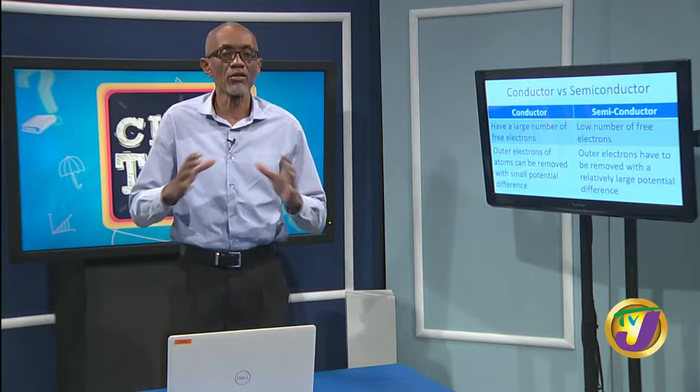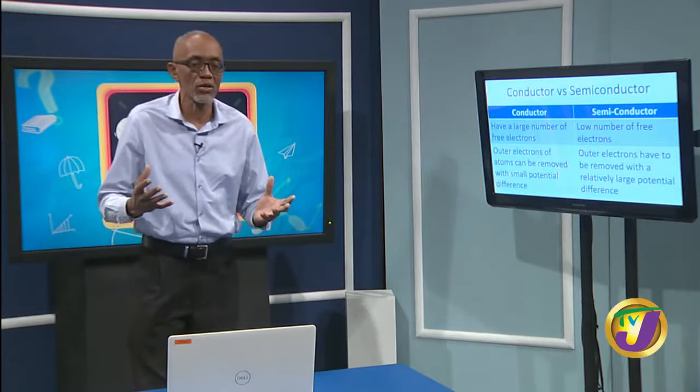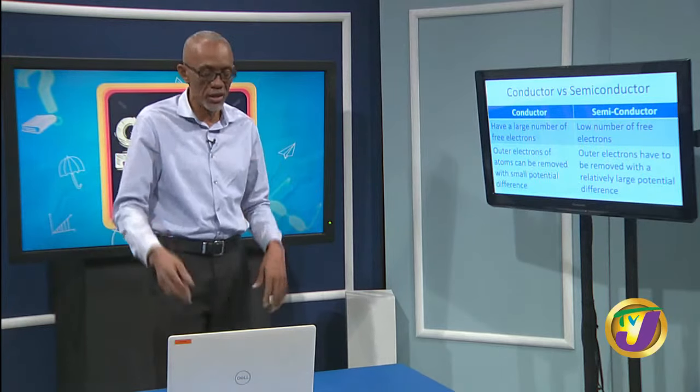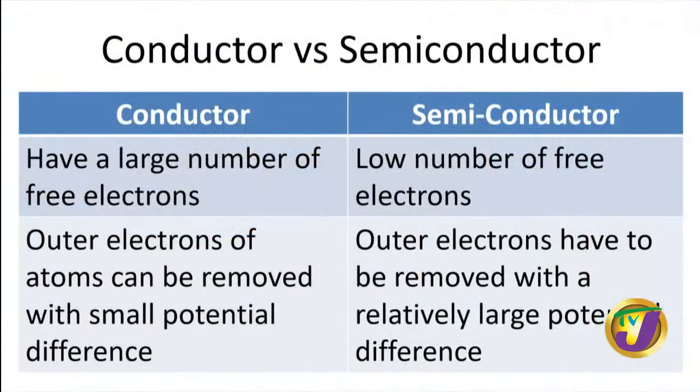They are all bound up in bonding with other atoms, forming the bonds between atoms. Whereas in a metal, there is this lattice structure with a sea of electrons around the atoms, and this sea of electrons can be easily detached, right? The outer electrons of atoms in conductors can be removed with a small potential difference. In semiconductors, outer electrons have to be removed with a relatively large potential difference, because of the covalent bonds and the strong bonds that they have formed.